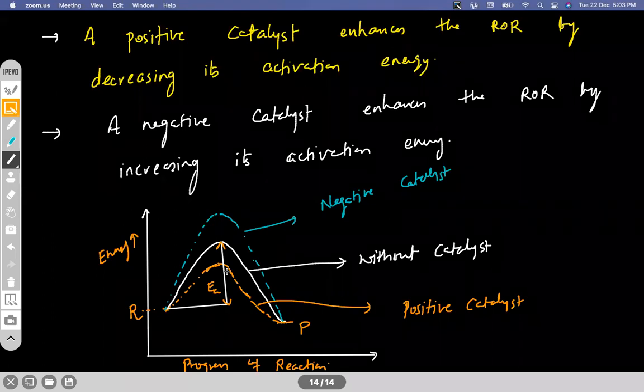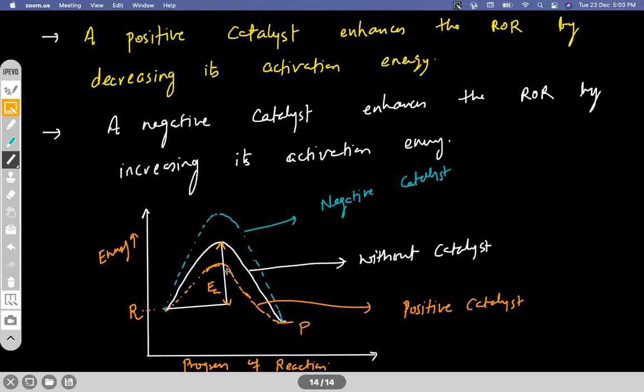Correct? So catalyst you must take care of. Catalyst does not take part in the reaction. It either increases or decreases the rate of reaction depending upon its nature. How? By increasing or decreasing the activation energy. Got it? Clear?